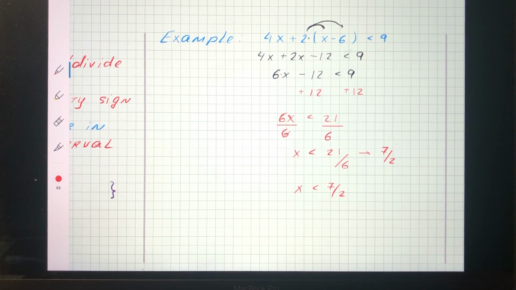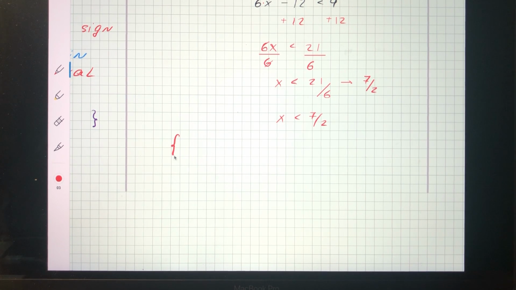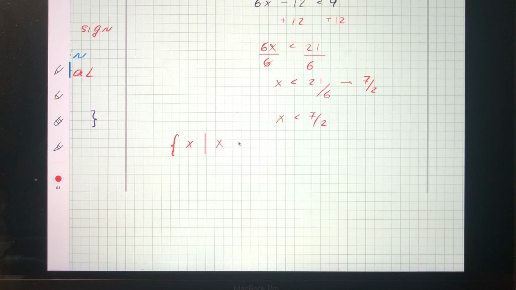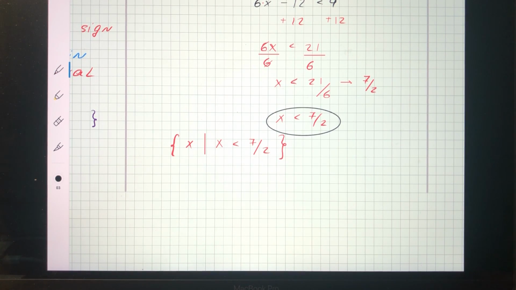Now let's write the answer in set builder notation. In set builder notation, we have curly parentheses, x such that the x is less than 7 halves. And that's all there is for the set builder. For the interval notation, we need to know where the interval begins and where the interval ends. Let's make a quick sketch of our answer. X is less than 7 halves.